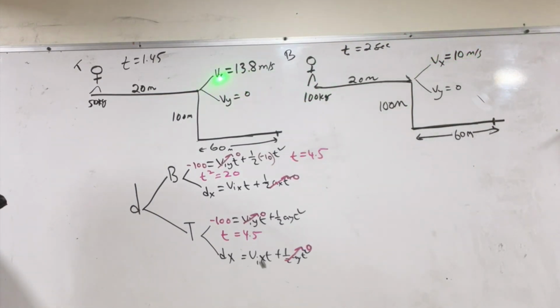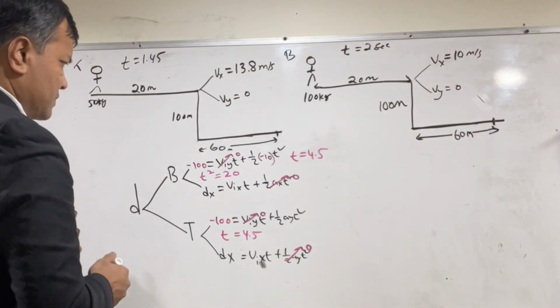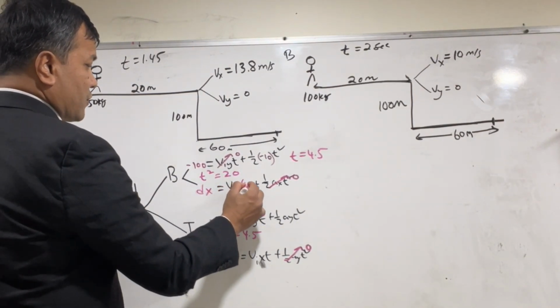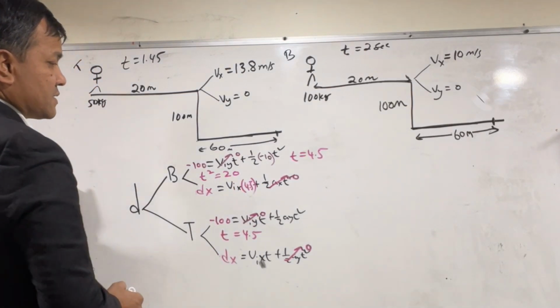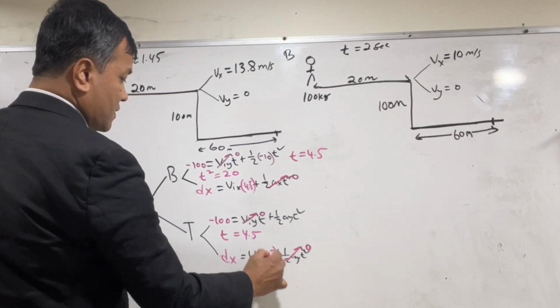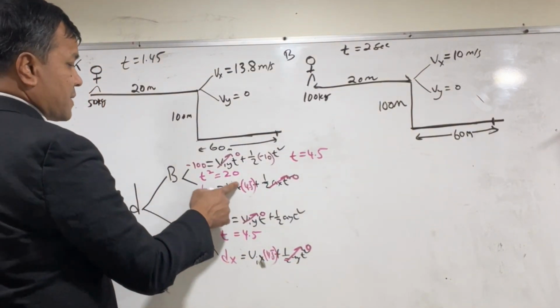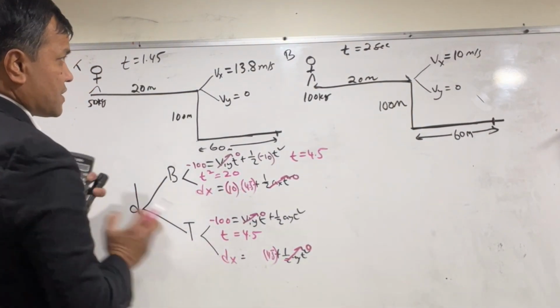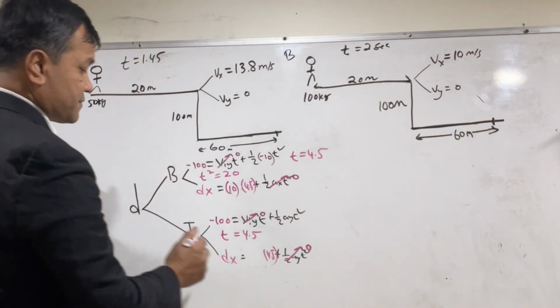So what do you expect? Mr. Terry's range would be higher than Mr. Barry's for the region that you see over here. And let's verify whether that's true. T for Barry is how much? 4.5. And T for Terry is 4.5. All right. However, Vix for Barry is 10. And Vix for Terry is 13.8.